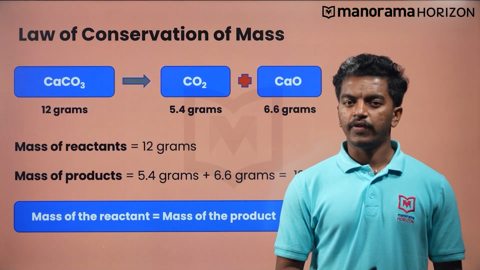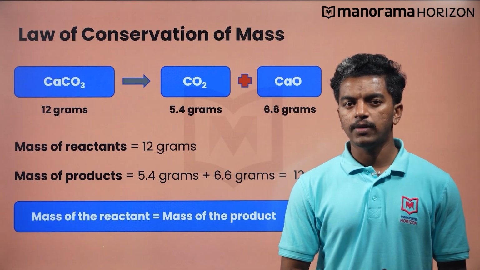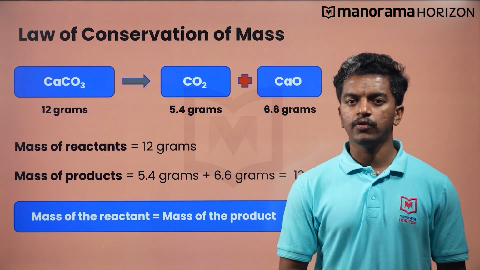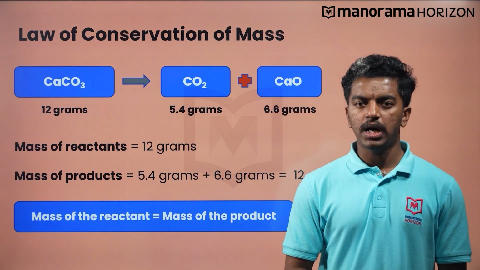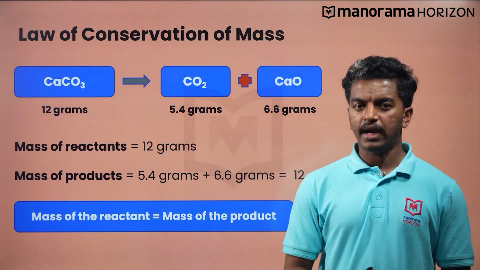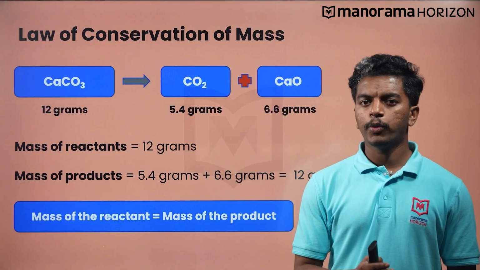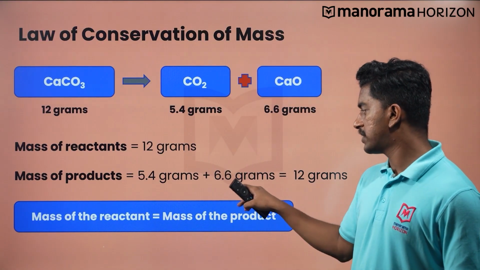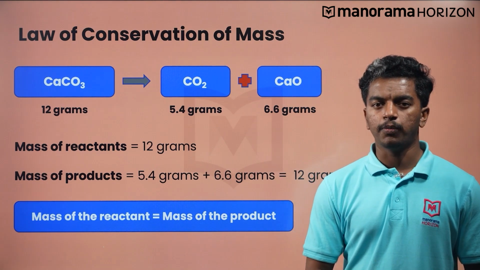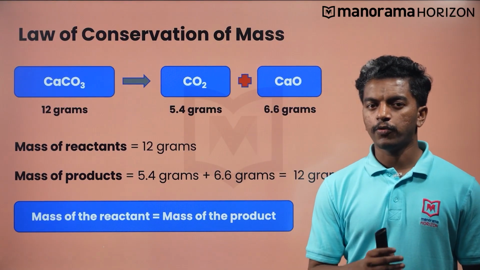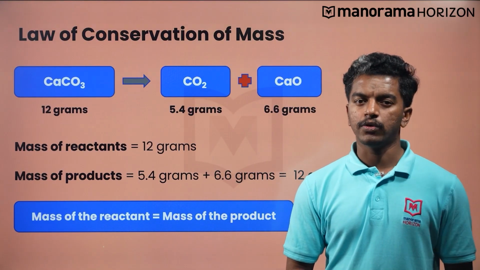Let us now take the example of a chemical reaction. If heating 12 grams of calcium carbonate produces 5.4 grams of carbon dioxide and 6.6 grams of calcium oxide, let's check whether these observations agree with the law of conservation of mass or not. Here, the mass of the reactant, that is calcium carbonate, is given as 12 grams. And the mass of the product is equal to 5.4 grams plus 6.6 grams, which is also equal to 12 grams. Therefore, according to the law of conservation of mass, mass of the reactants is equal to the mass of products. Hence, this example of a chemical reaction agrees with the law of conservation of mass.